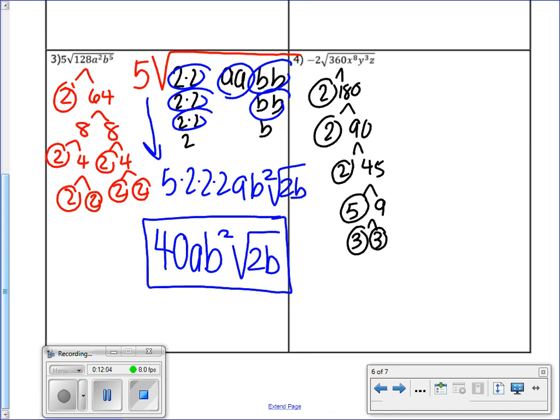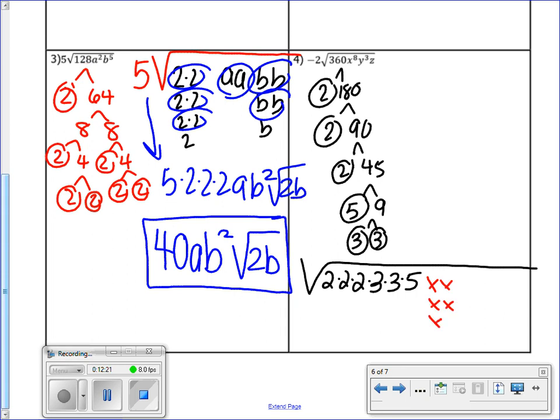So I'm going to write out all of my prime numbers and my variables. I have 3 2's, 2 3's, and a 5. For my x's, I have 8 x's. So 1, 2, 3, 4, 5, 6, 7, 8. For my y's, I have 3 of them. 1, 2, 3. And for my z's, I only have 1.